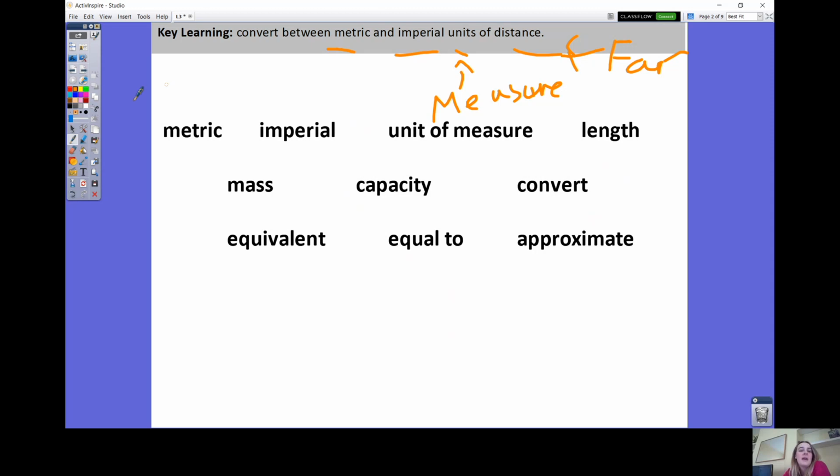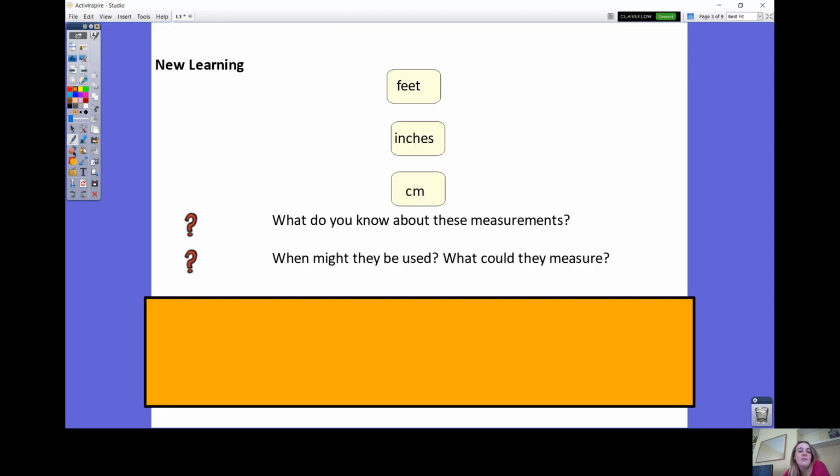But what is the difference between metric and imperial? We're going to be using different examples here in order for me to tell you what the difference between metric and imperial is. So we've got 3 measurements here: feet, inches, and centimetres, all of which you will be familiar with. What do you know about these measurements? When might they be used, and what could they measure? So I think you should pause the video now for about a minute to discuss what you already know about these measurements, when they might be used, and what they could measure.